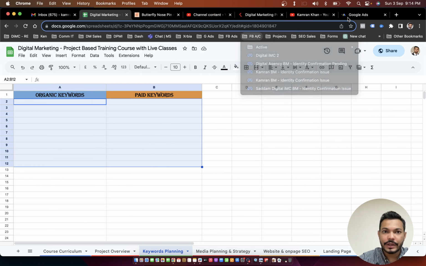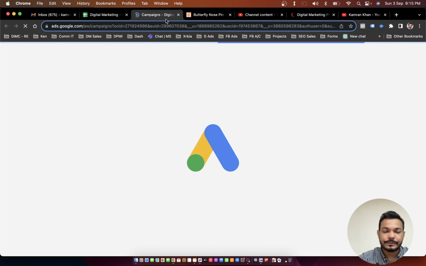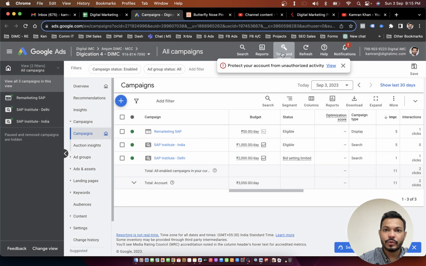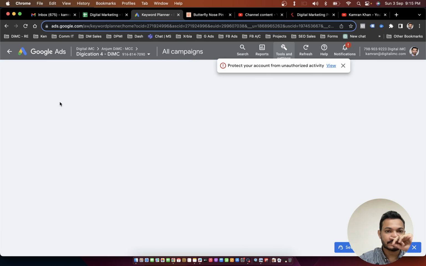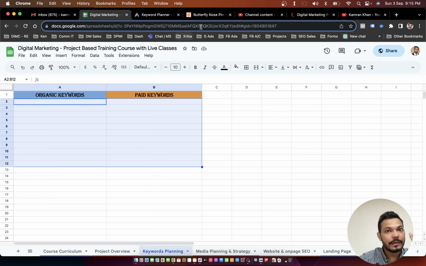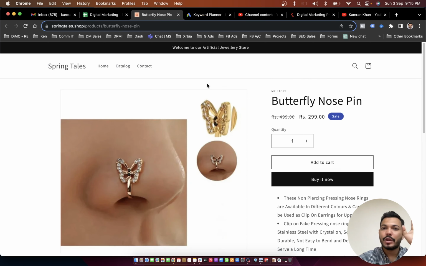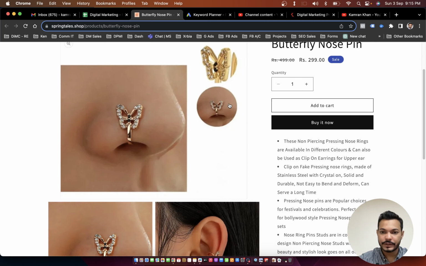So I can take you to the Keyword Planner tool. Now, when you get into any Google ad account, you go to tools and settings, and there you have the keyword planner tool available at the top left-hand side of the account. Now, while finding the keywords, we have to think about the base keywords. Looking at this product, what do you think would be the base keywords for us? Maybe butterfly nose pin, maybe nose pin, or maybe nose ring. These three could be the very base keywords for our products.